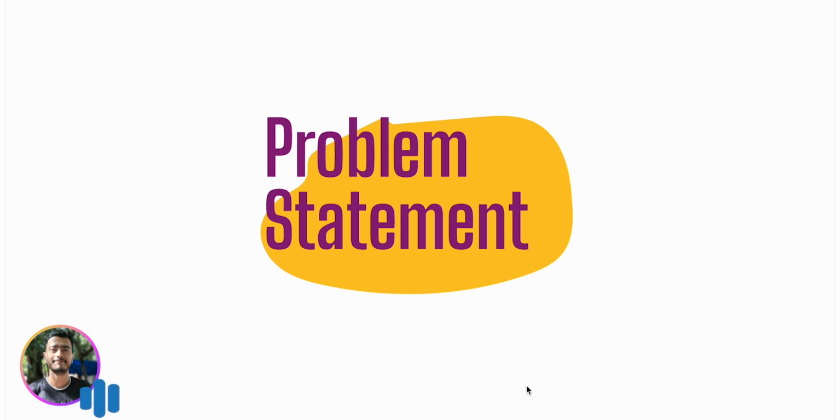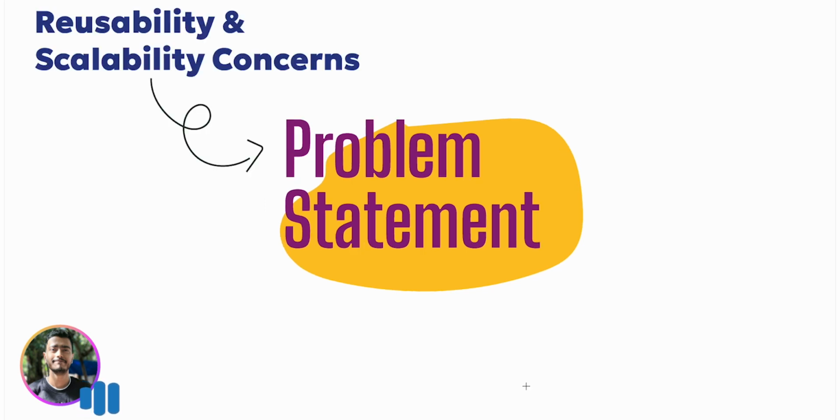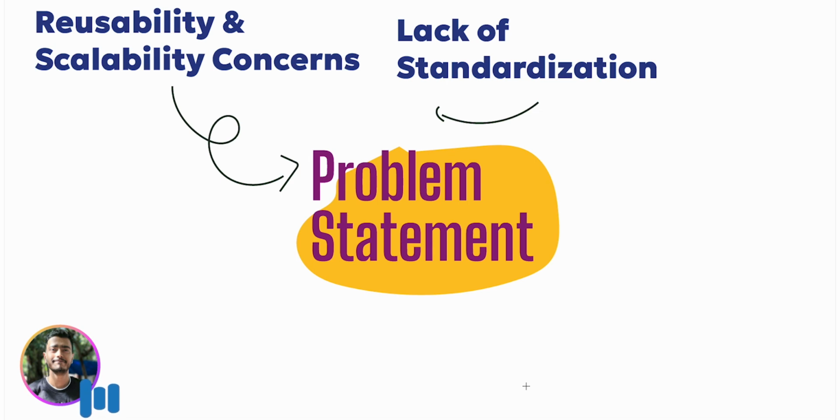So here are the problem statements. The first one is reusability and scalability concerns. The absence of components limits the reusability of design elements across projects and inhibits the scalability of design systems for larger products or platforms. The next one is lack of standardization. Without components in mockups, designers often create each UI element from scratch, leading to inconsistencies in design and layout. This lack of standardization can confuse users and disrupt the overall user experience.